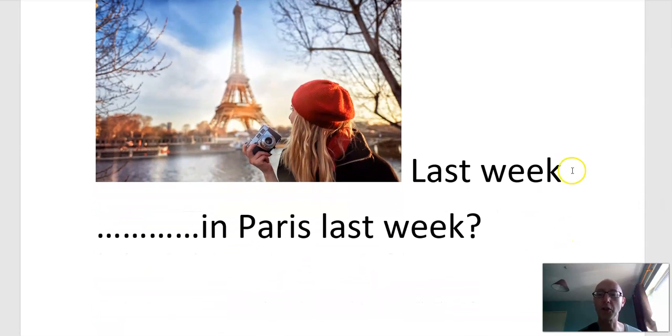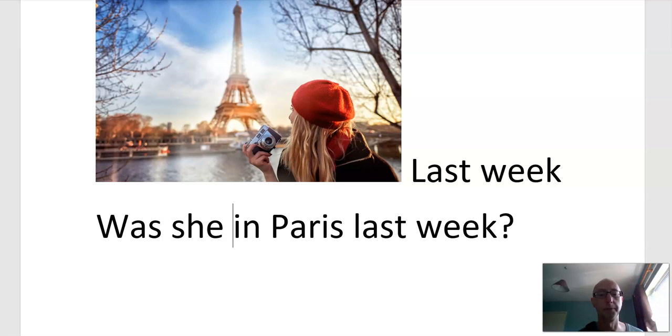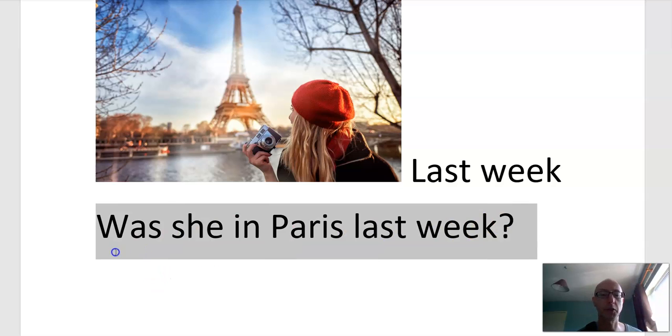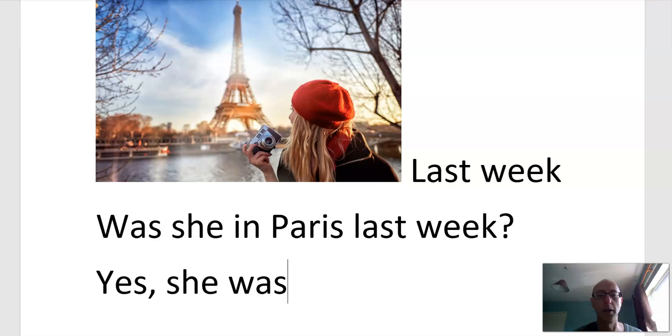So let's do some practice. We want to make a question with last week. Let's look at the photo. Make the question. So let's use she because we have a woman in the photograph. And the question is, was she? Was she in Paris last week? That's the question. So this question is very simple. Two short words is what we need. Yes, we can see here, this is last week. Paris. So the answer is yes, she, I will put a comma, yes, she was. Exactly. Was she in Paris? Yes, she was.